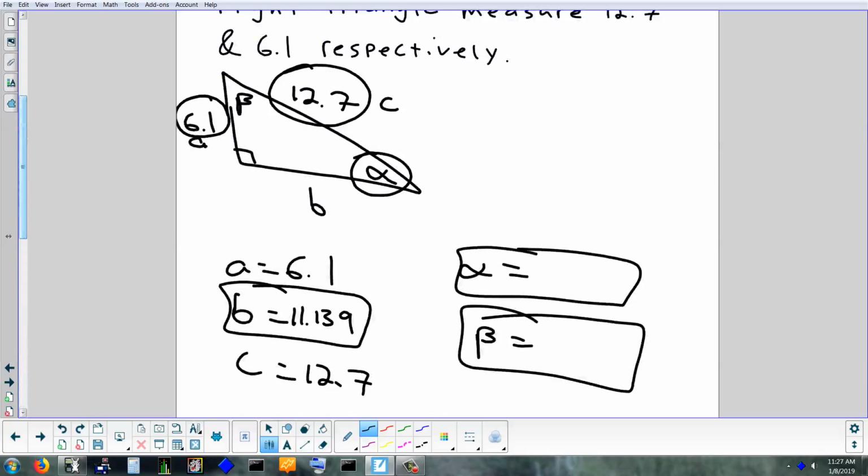So now we have to figure out if we're supposed to use sine, cosine, or tangent. What's the name of the 6.1? It's opposite. Remember, everything is from the perspective of alpha for now, while we're finding alpha. So opposite, and the 12.7, hypotenuse, which means we use sine.